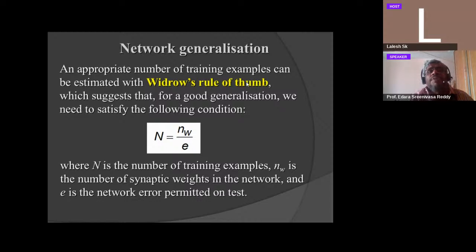So an appropriate number of training examples can be estimated with Widrow's rule of thumb, which suggests that for good generalization we need to satisfy the following condition: N = NW / E. N is the number of training examples, NW is the number of synaptic weights in the network, and E is the network error permitted in the test. We can use this to decide how many parameters we can take. The number of weights divided by the error gives the number of inputs.